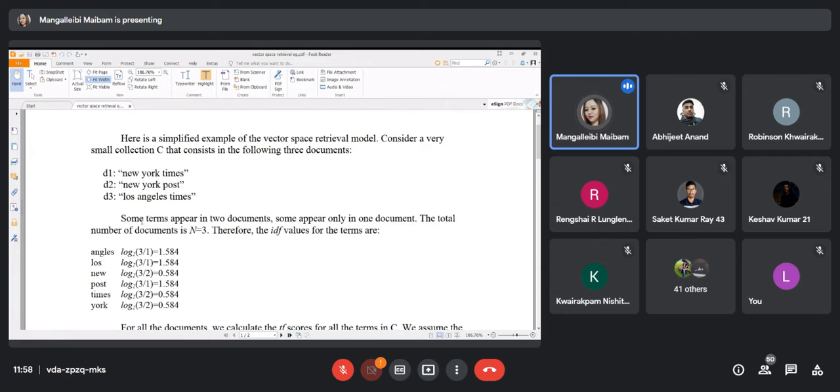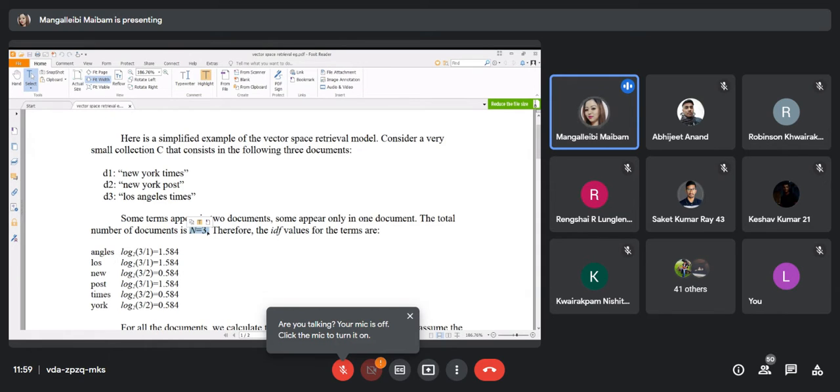IDF calculations. So inverse document frequency. So in this collection, we have 3 documents. So our capital N will be 3. And after that, we need to find the IDF values. So to find the IDF values, we have to use the formula.